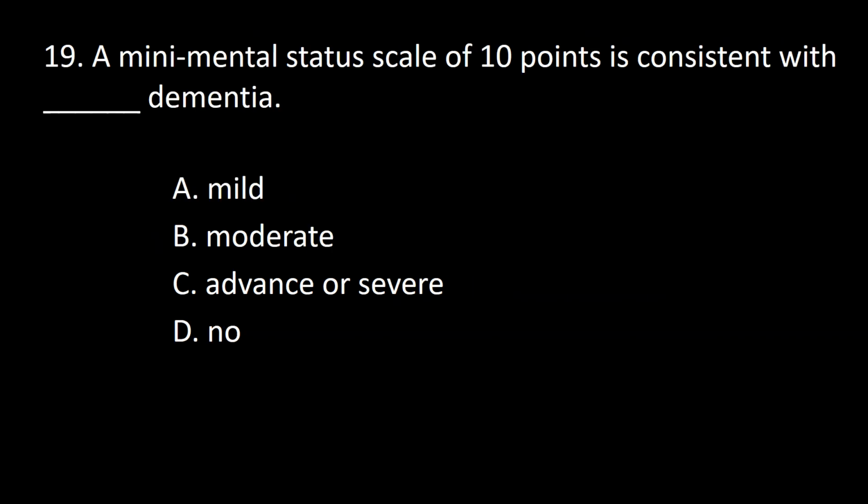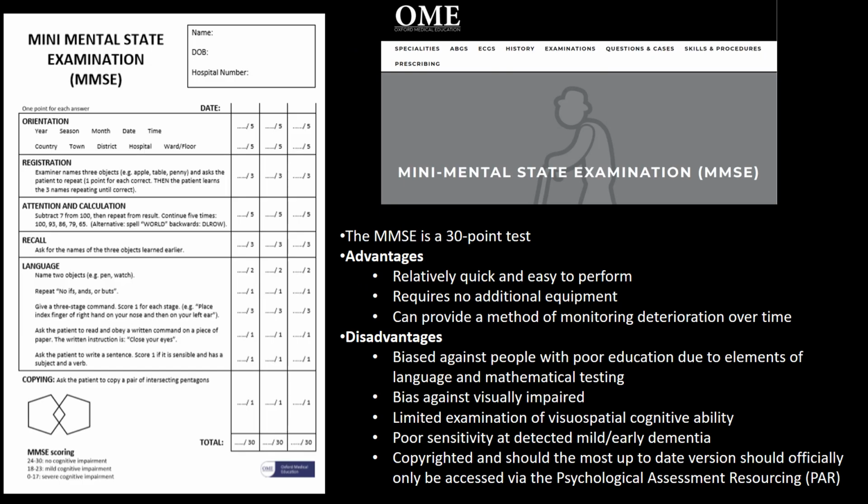Next question. A mini mental status scale of 10 points is consistent with dash dementia. A, mild, B, moderate, C, advanced or severe, D, no. In this frame, you can see a mini mental state examination form. This form can be gotten for free at the Oxford Medical Education website. The mini mental examination is a convenient complementary tool to diagnose and follow patients with Alzheimer's dementia. Please stop the show and read its advantages and disadvantages.